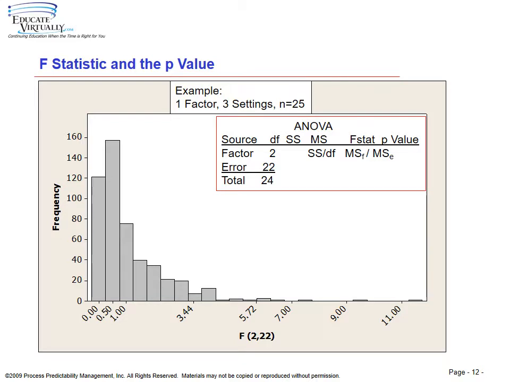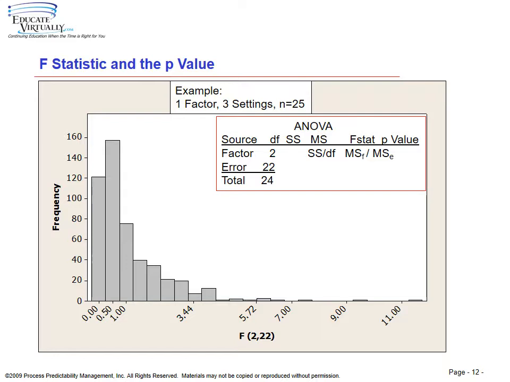The mean square is calculated by dividing the sum of squares by the degrees of freedom. We then calculate the F statistic, which is the mean square for the factor divided by the mean square for the error term, or the unexplained. That will lead us to the p-value.